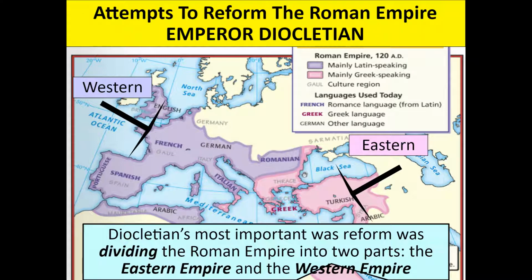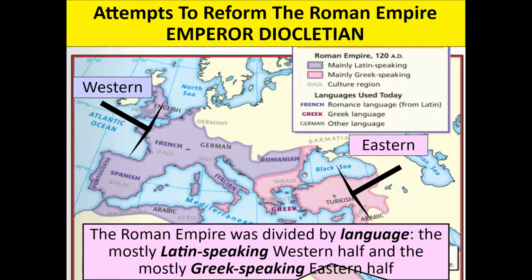French, of course, is a Romance language, from Latin. So is Spanish. So is Italian. And if you look over in the Greek-speaking areas, right, Greece, of course, is still there. So Diocletian's most important reform then is splitting that into the Western and Eastern empires. And the Roman Empire is then divided by language, right? Now you have the Latin-speaking Western half and the Greek-speaking Eastern half.